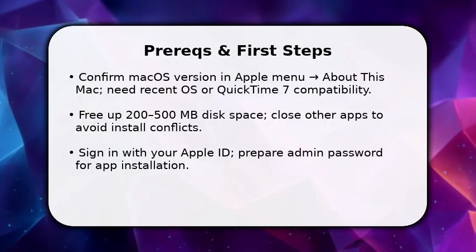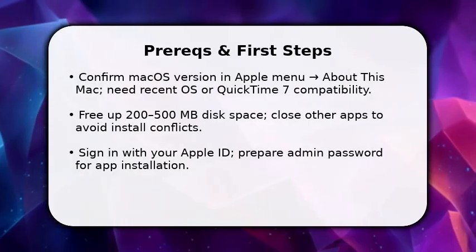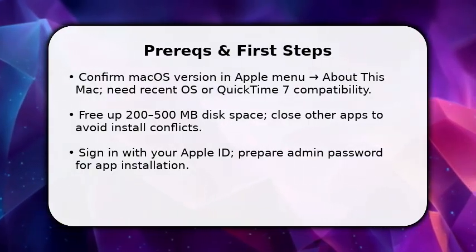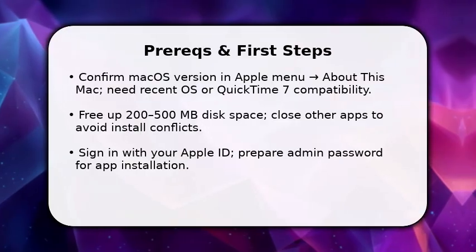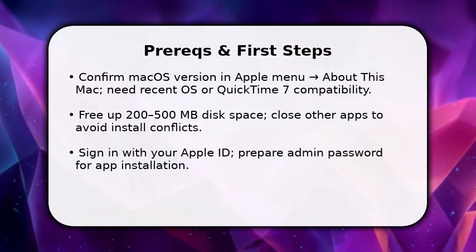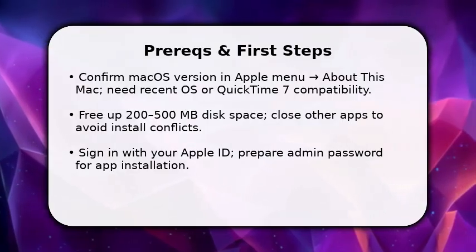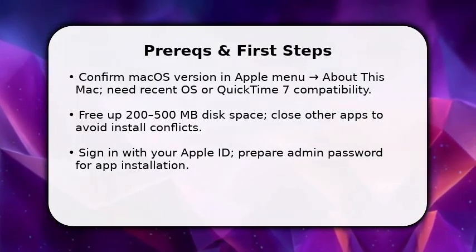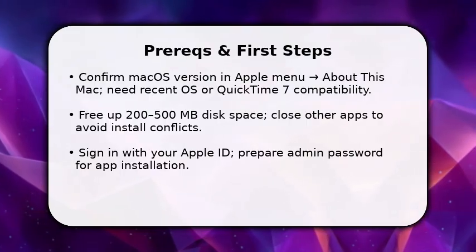You start by verifying your Mac OS version and signing into your Apple ID so the installer can authenticate. Once done, free about 200-500 MB of disk space and quit apps to prevent file locks. You then open the App Store or Apple menu for native QuickTime access.